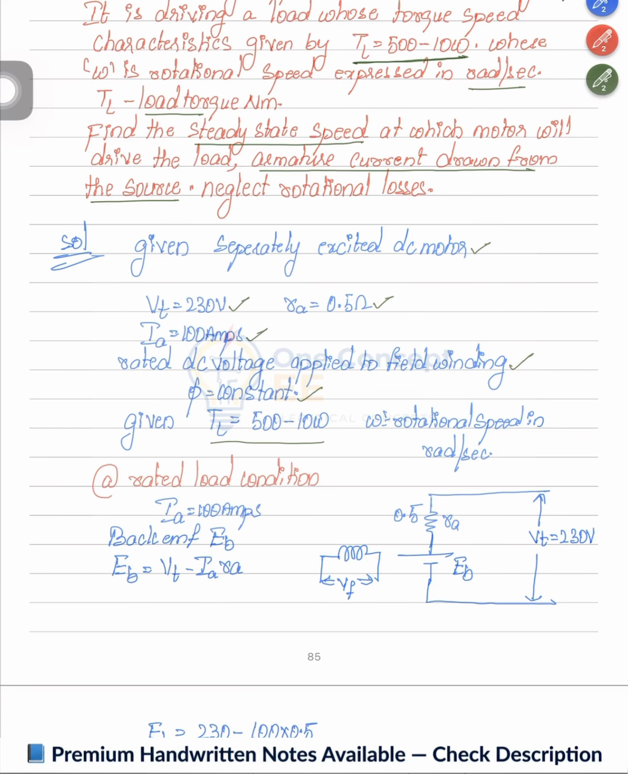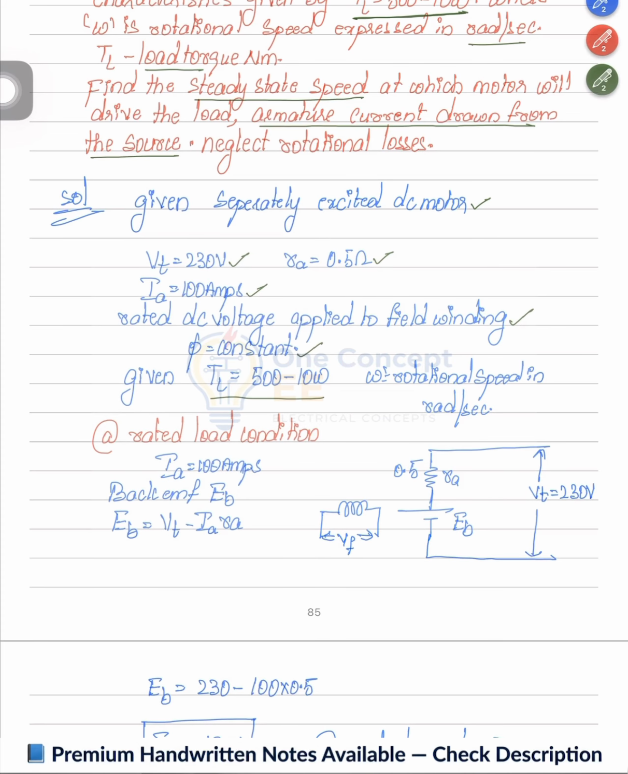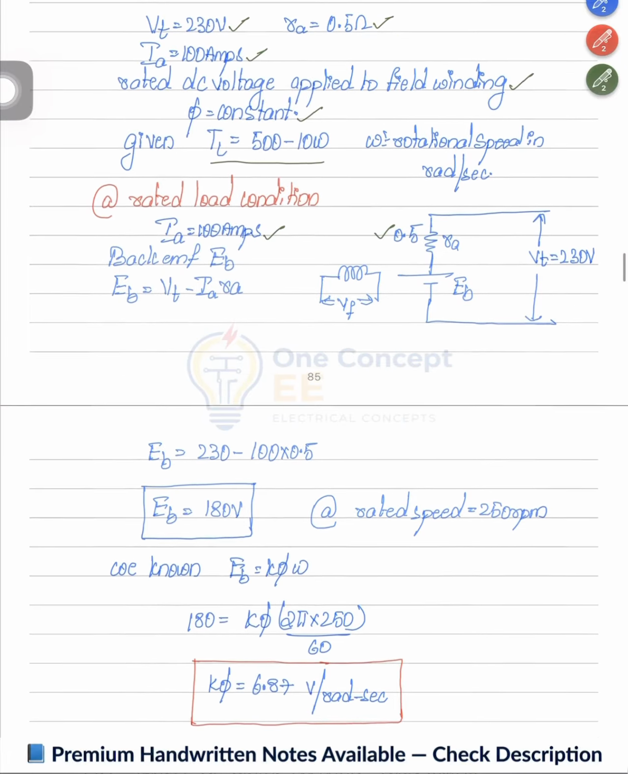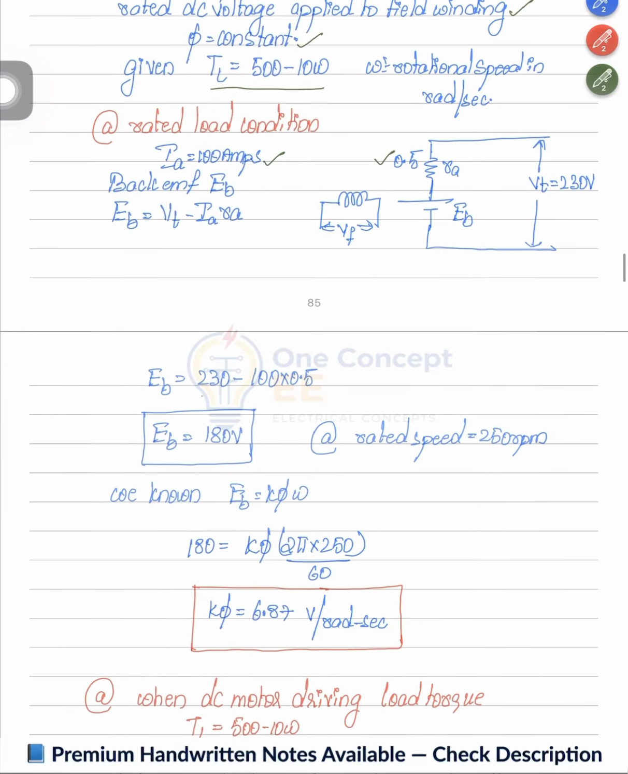Before solving the question, let's first find the values at rated load condition. In rated load condition, the motor is drawing a current of 100 amps. We know the back EMF Eb equal to Vt minus Ia Ra. Ia is 100 amps, armature resistance is 0.5 ohm. By this I can find the back EMF: Eb equal to Vt minus Ia Ra, so the back EMF is 180 volts at a speed of 250 rpm.